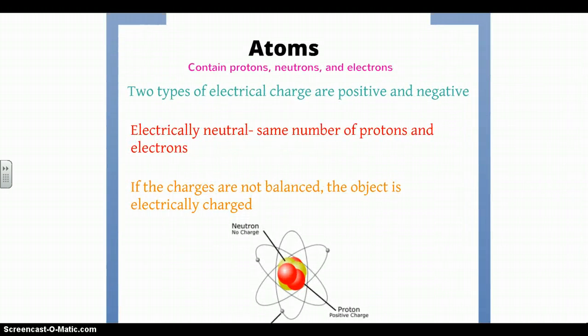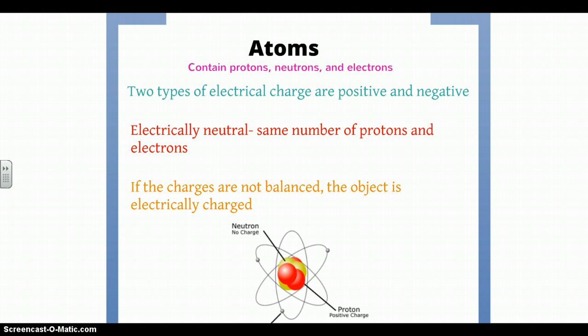So, a kind of review: we've talked about atoms, and atoms contain those three subatomic particles. We've got protons, neutrons, and electrons. You know that there are two types that have a charge. The protons have a positive charge, and the electrons have a negative charge. So if you have an atom that has the same number of protons and electrons, it becomes electrically neutral. In other words, the protons and electrons cancel each other out. So if you've got 5 protons and 5 electrons, they each account for each other, and you end up with a neutral atom that has no charge.